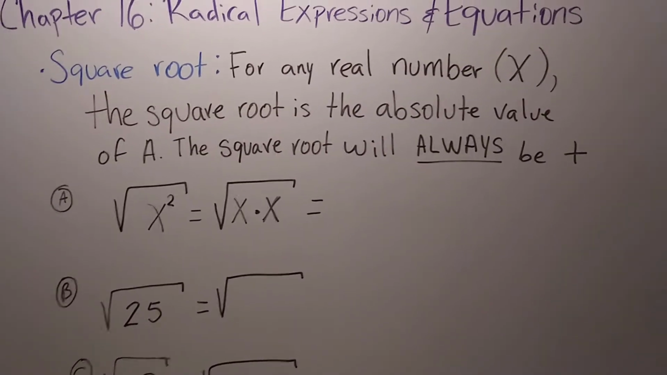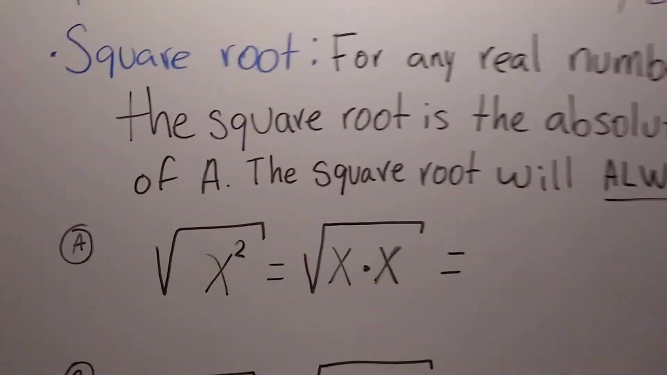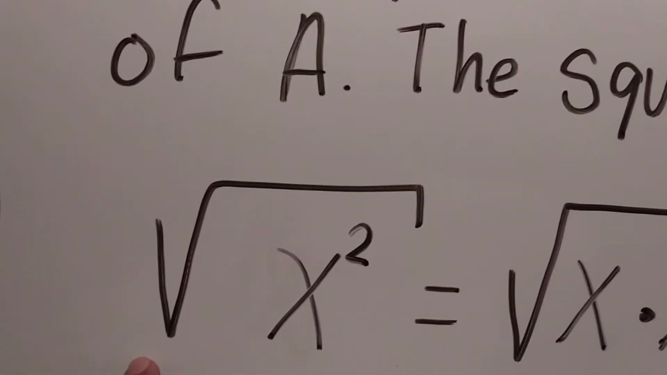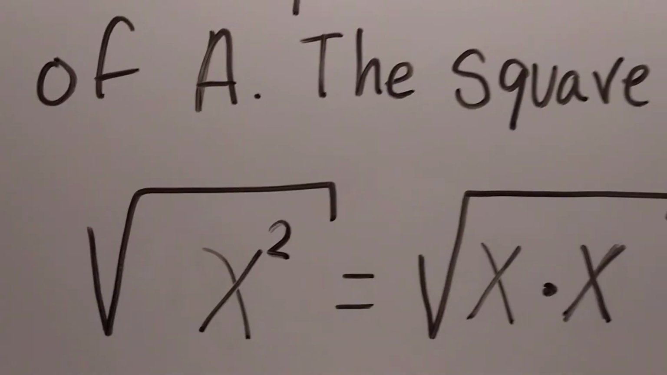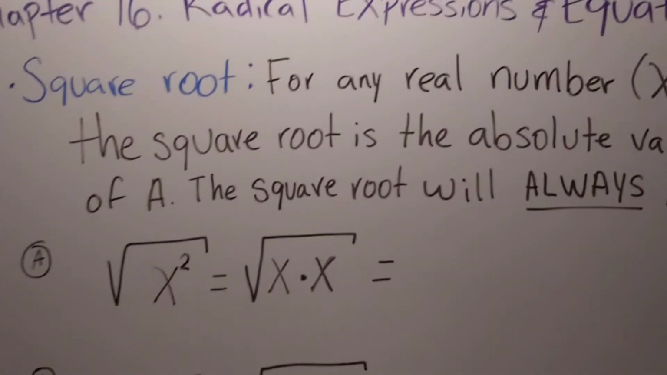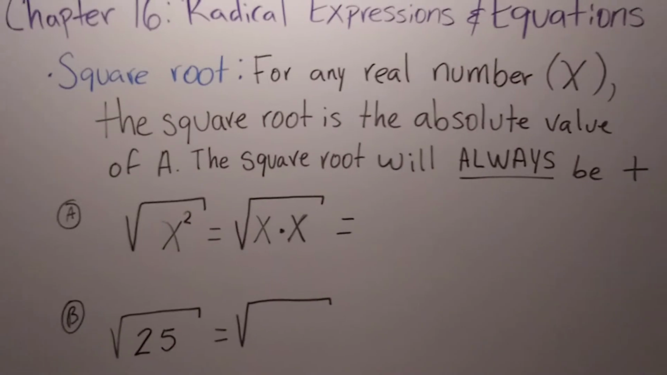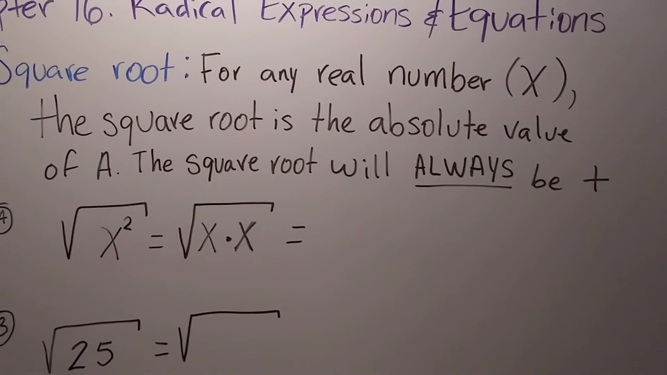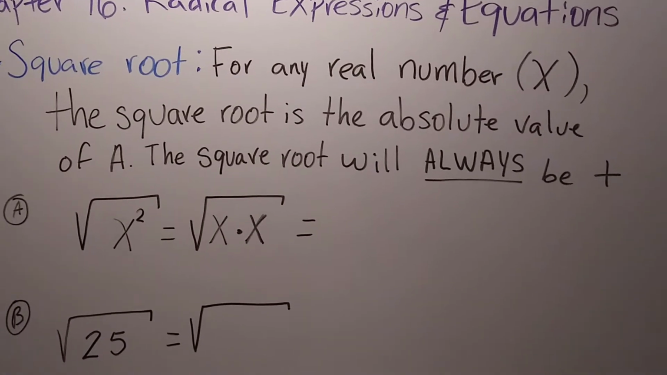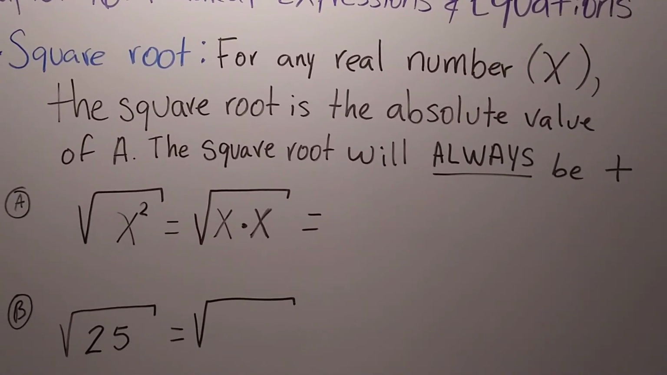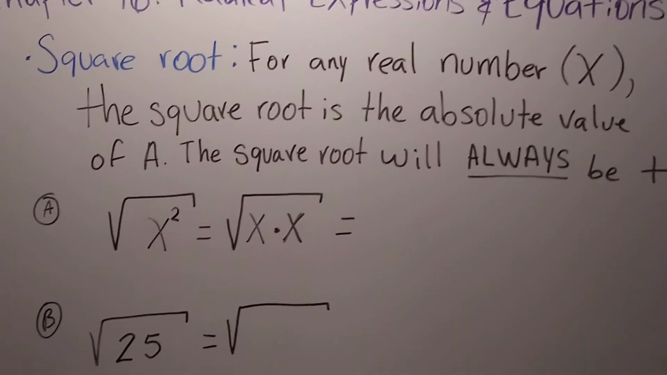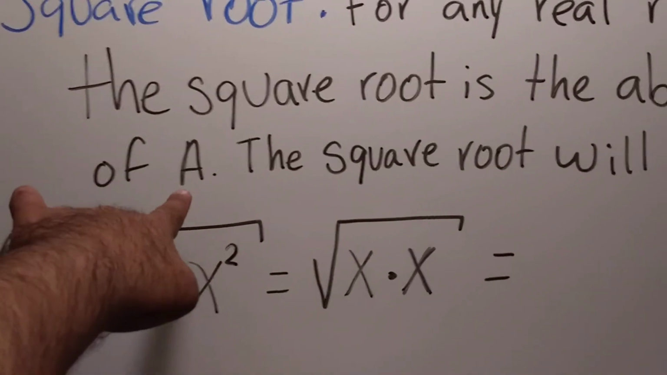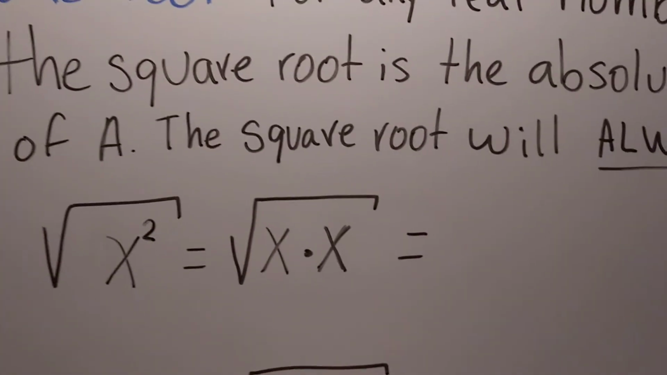So the little funny looking house type of symbol here that's shown over the x to the second power, that's the square root. And one of the definitions commonly used for the square root is that for any real number, in this case x could be any real number, the square root is the absolute value of a, or x in this case. When I was writing my notes, I used a instead of x. So it's the absolute value of x.